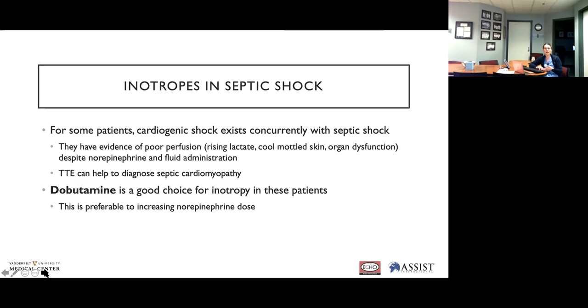Again, transthoracic echo can be very helpful in these patients looking for a decreased ejection fraction. If you have a patient like this that has a decreased ejection fraction in COVID-19, dobutamine is a good first choice for inotropes. This would be preferable to just increasing your norepinephrine doses to get a mean arterial pressure of 60 to 65. I'm going to advance that slide.